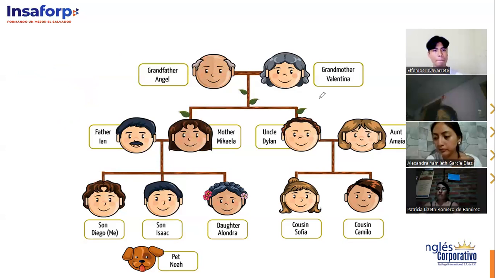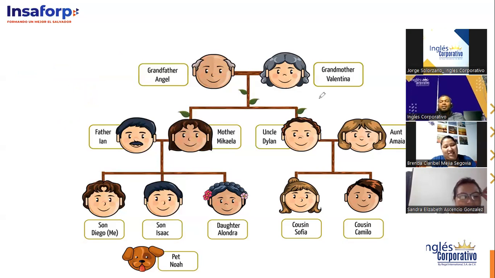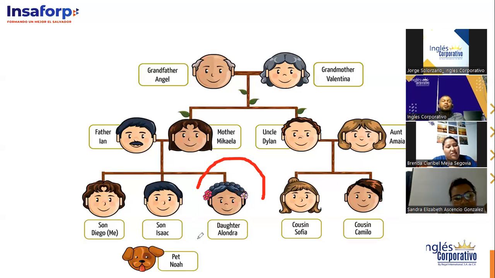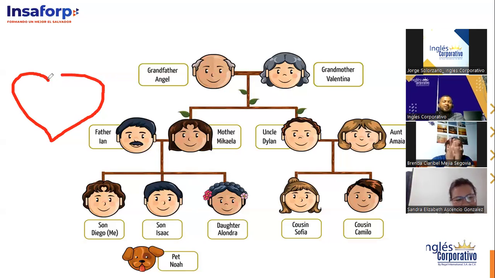Okay, let's see. Sandra, do you have children? Yes, I have three daughters. Oh, three daughters? So the singular of this noun is daughter. But if you add the letter S, that's daughters. So Sandra has three daughters. Okay. And what are your daughters' names? The first, Alison. The second, Daniela. The last one, the third one? Nicole. Nicole, great. Okay, happy Mother's Day. Thank you. You're welcome.